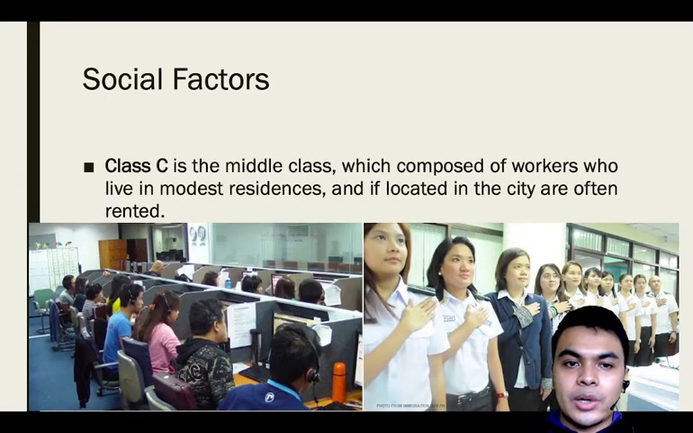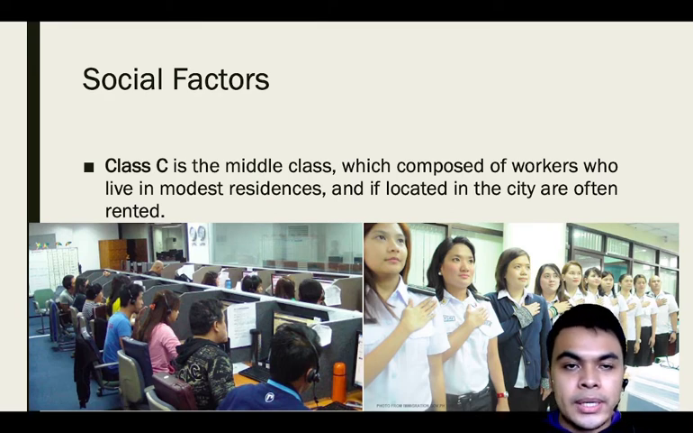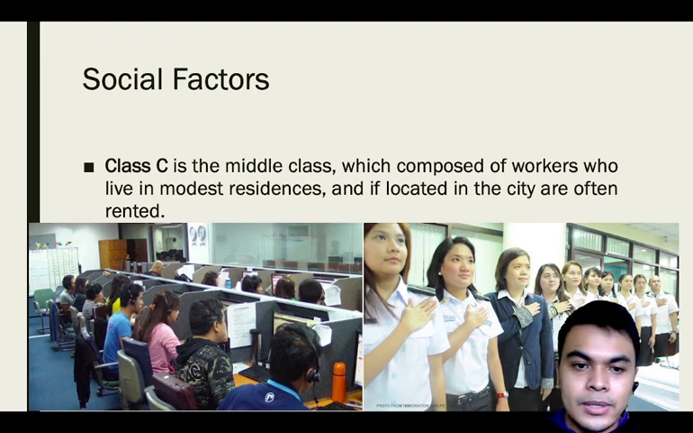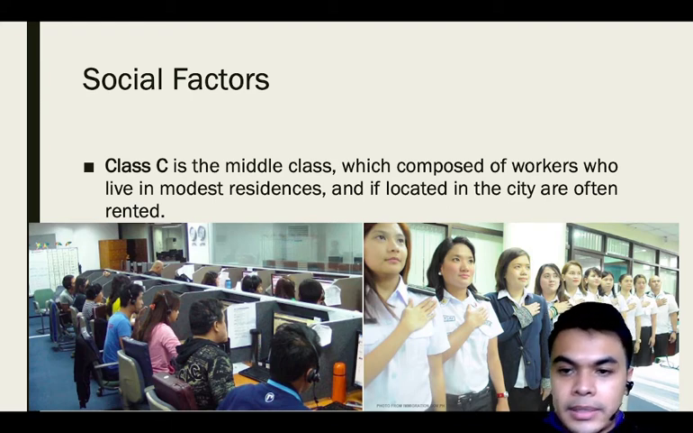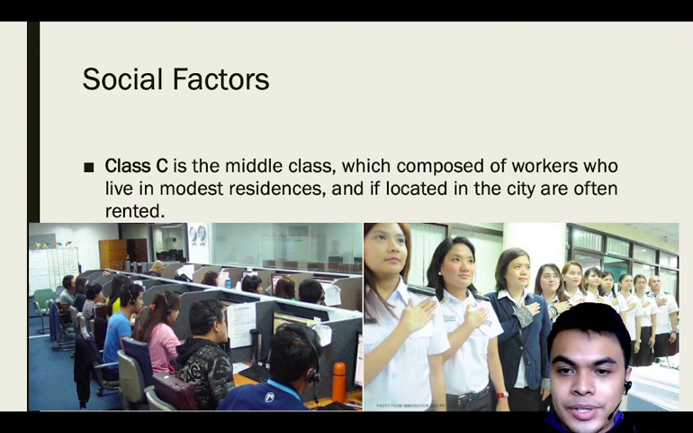For Class C naman, these are considered the middle class, which is composed of workers who live in modest residences. And if located in the city, often nagre-rent sila. So, usually they seldom have their own property. No? So, when we analyze yung kanilang spending patterns, kumbaga inuuna muna nila yung bills at kung ano yung matira, they would keep it to themselves. Dun pa lang nila gagastos for themselves. Their priority is on rent, ayan, bills, electricity bills, etc. Dito mo rin maririnig minsan yung sometimes their salary is not enough to cover all expenses.